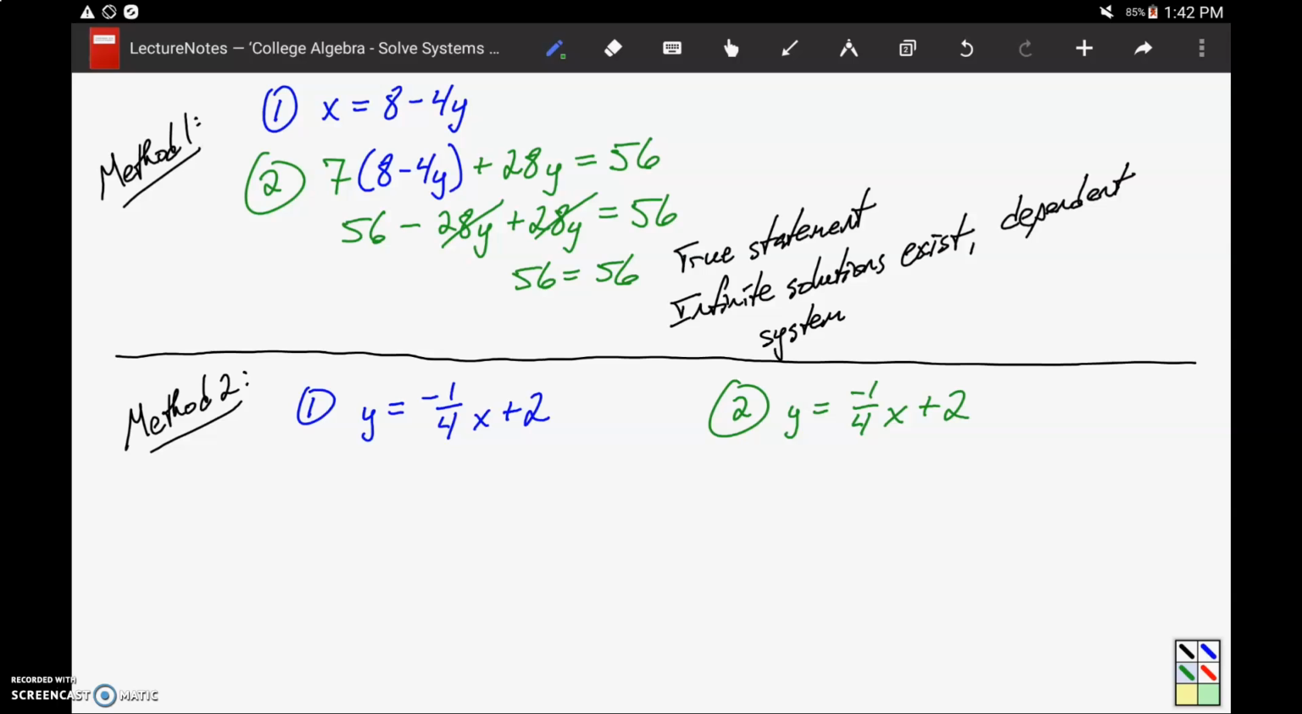So even though the two equations, as they were originally stated, didn't appear identical to each other, when we go through that process of solving, what we see is that equation 1 and equation 2 are exactly the same, meaning that we have two equations with the same slope and the same y-intercept, meaning what we have are coinciding lines.